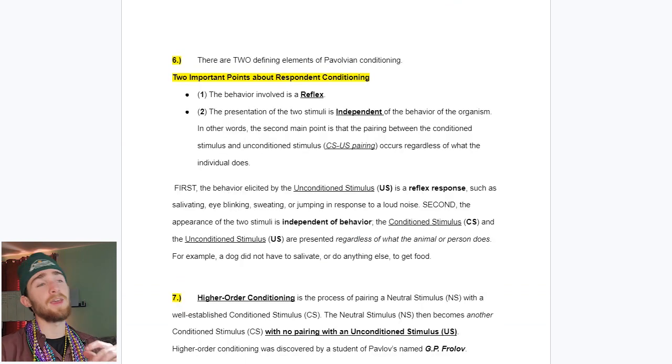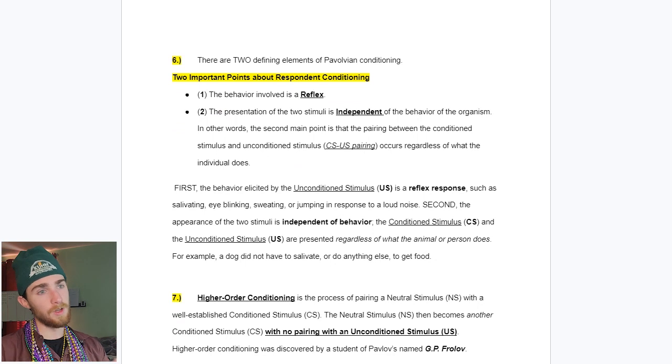Now, there are two defining elements of Pavlovian conditioning. Two important points that I want you to know. For one, the behavior involved is a reflex. And for two, the presentation of the two stimuli is independent of the behavior of the organism. In other words, this second main point is that the pairing between the conditioned stimulus and the unconditioned stimulus occurs regardless of what the individual does. So, in classical conditioning, the animal does not have to do anything in order for the stimulus to be presented. It's not like operant conditioning, right? So in this case, stimulus, then behavior.